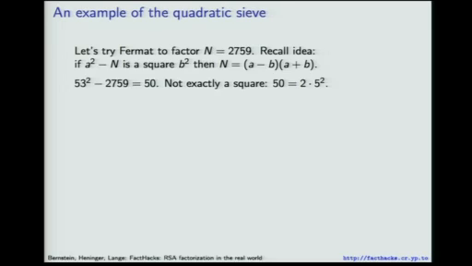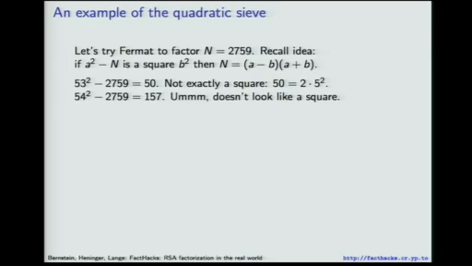Remember, the idea there was to try to find a square as a squared minus n. So a was like the square root of n, or maybe that plus 1, plus 2, and so on. You search for numbers that if you square them and subtract n, then you get a square. So let's try that for n equals 2759, which is not very big. Then you try 53, the ceiling of the square root. Square that, subtract 2759, you get 50. Well, 25 would be a square, but 50 is not a square. It's 2 times 25, 2 times 5 squared.